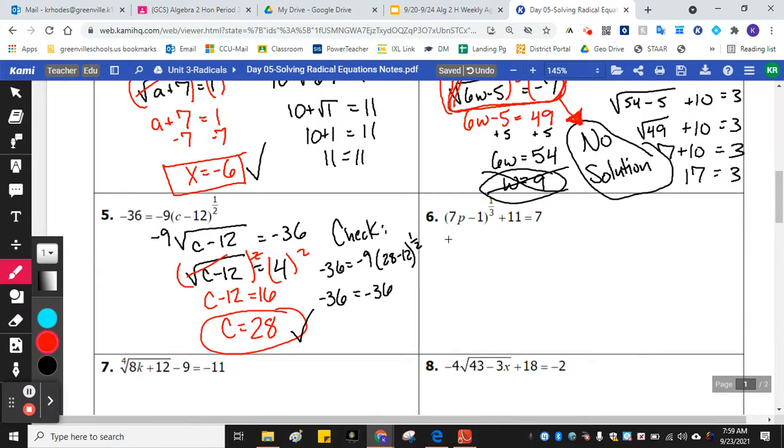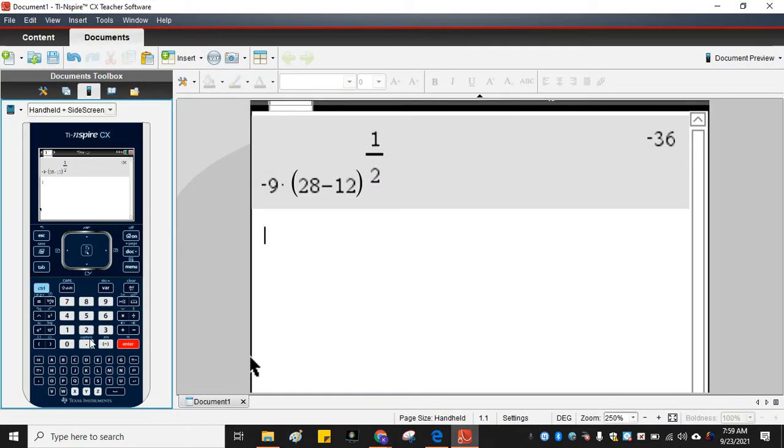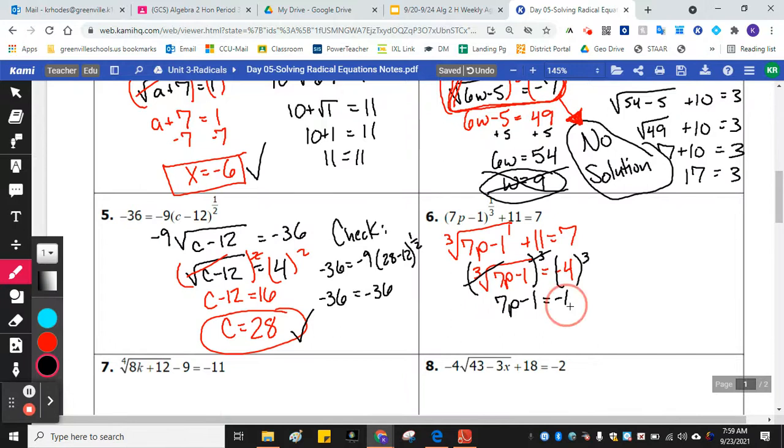Okay. This is the cube root of 7p minus 1 plus 11 equals 7. Minus over your 11. All right. An odd root, 3, 5, can equal a negative number. So don't say no solution here because that can happen. Cube root, cube cancel out. -4 to the 3rd is -64. And a negative times a negative times a negative is a negative, so that's right.